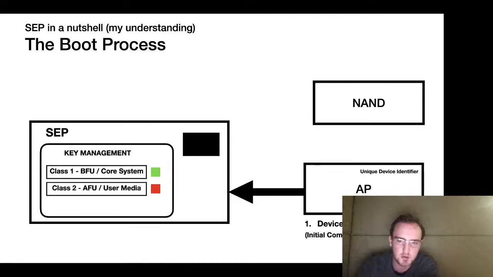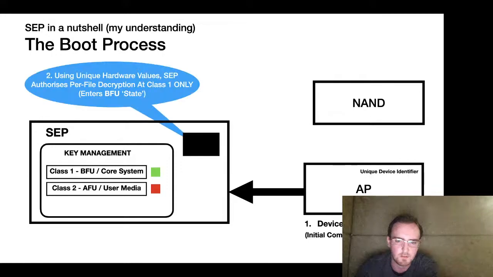So SEP is going to boot, so it's sort of like its own mini system, and the AP is going to pass the unique device identifier, and a couple of other values too, which are unique to that iOS device, and will be transmitted to SEP in order to allow for the decryption of certain files. So what SEP is going to do is it's going to take in an input, it will then evaluate that input, and then it will decide which data is allowed to be exposed. And so what we're going to do is move over to the next step.